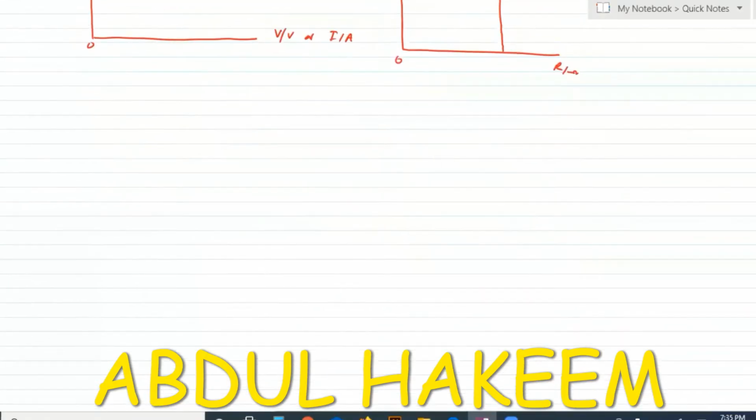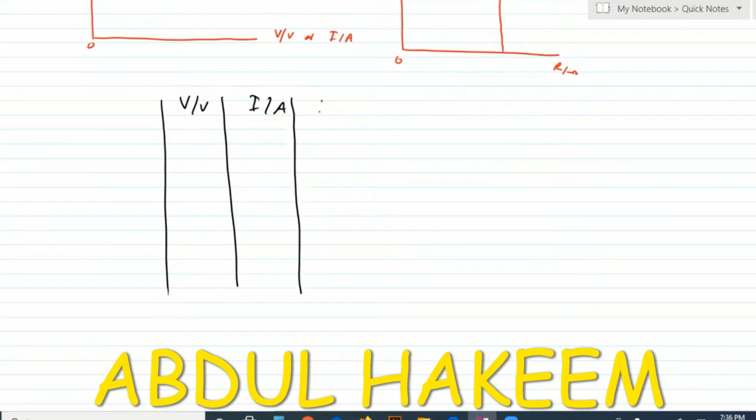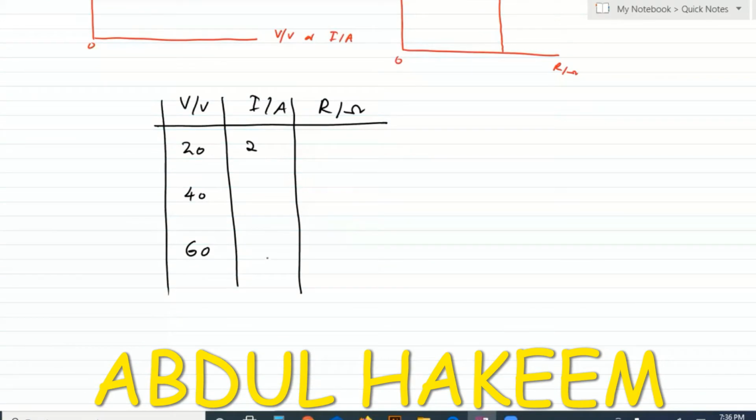Okay, now suppose the table among voltage, current, and resistance. Voltage in volt, current in ampere, and the resistance in ohm. Now suppose the voltage is 20 volt, then 40 volt, then 60 volt, and suppose the current is 2 ampere first, double current, double voltage, 4 and 6. So the resistance, which is equal to V over I, 20 divided by 2, it's 10. 40 divided by 4, it's 10. 60 divided by 6, it's 10.